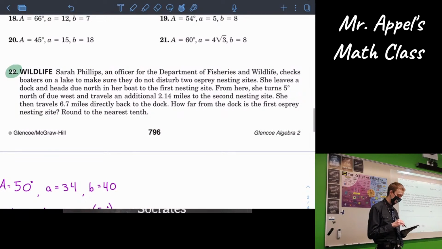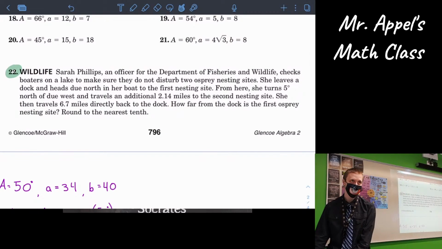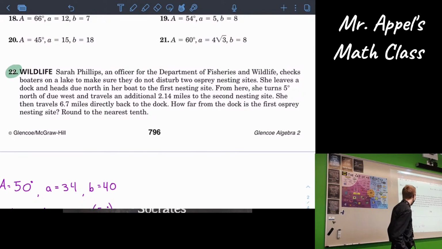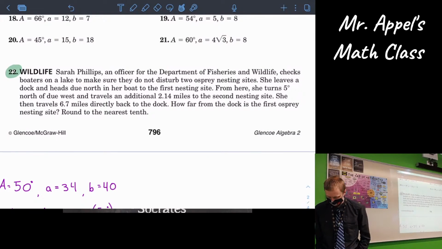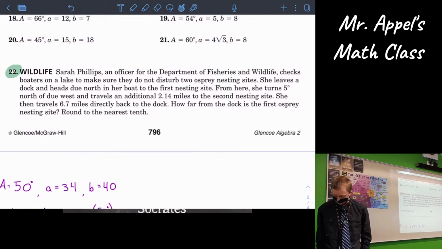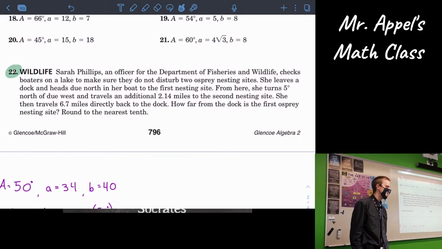Let's do this. We're going to split up into two groups. And as a group, you're going to answer this question on wildlife. It actually has very little to do with the wildlife itself. It's just an excuse for somebody to travel to different locations, checking out the wildlife. Osprey nesting sites.